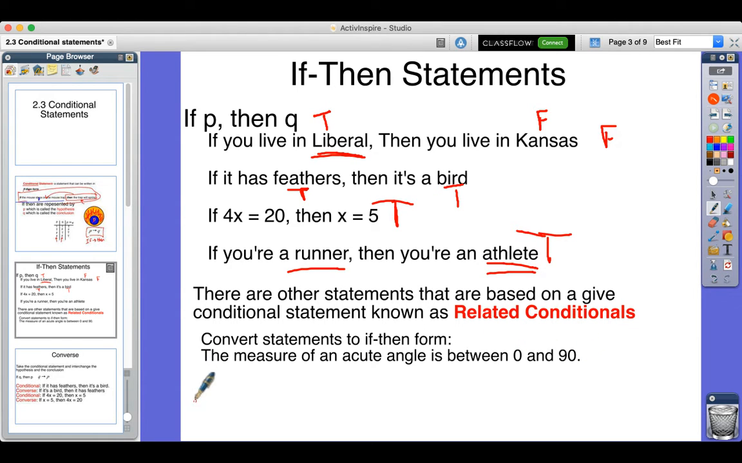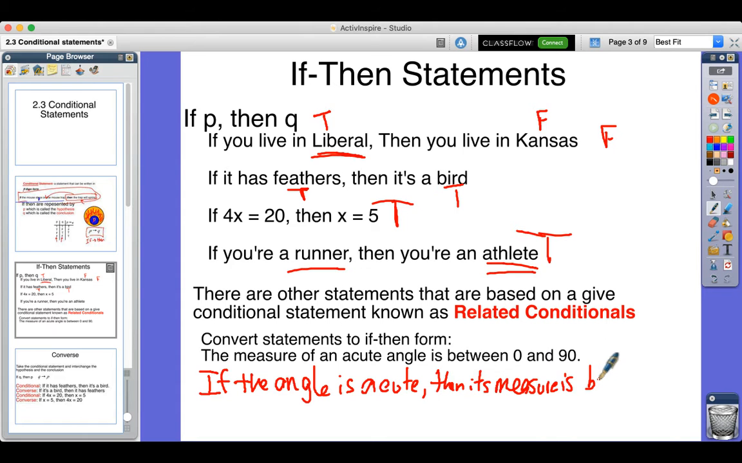Okay, so we're turning this into a conditional statement. We'll say, if the angle is acute, then its measure is between 0 and 90. Okay, so let's see how we did.